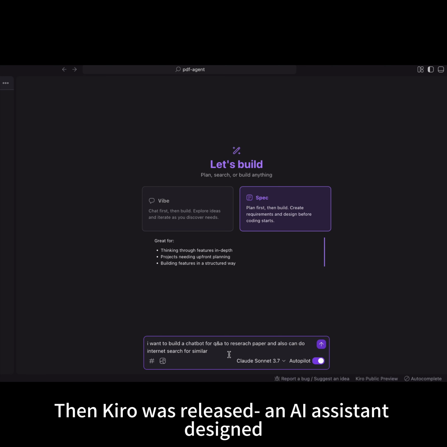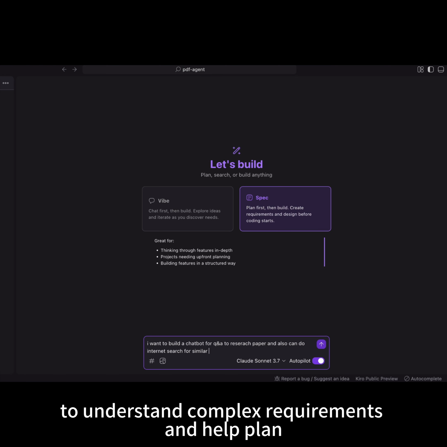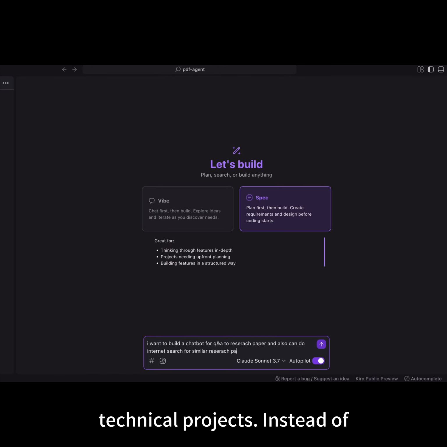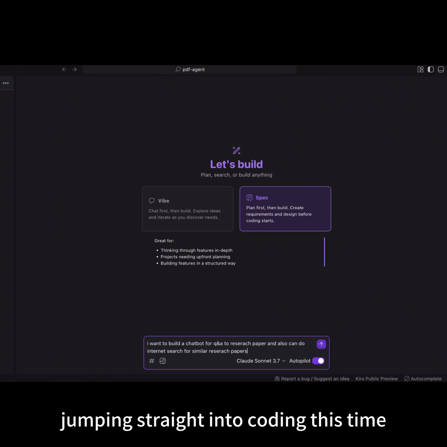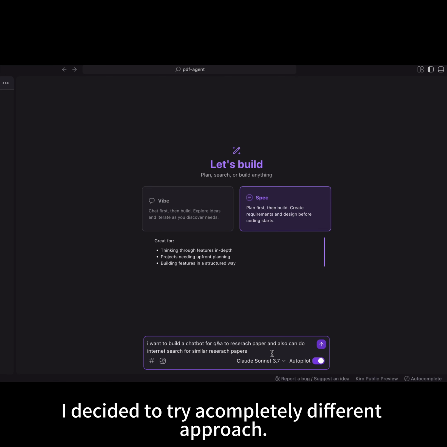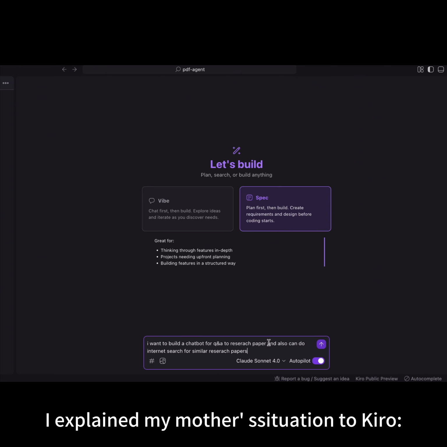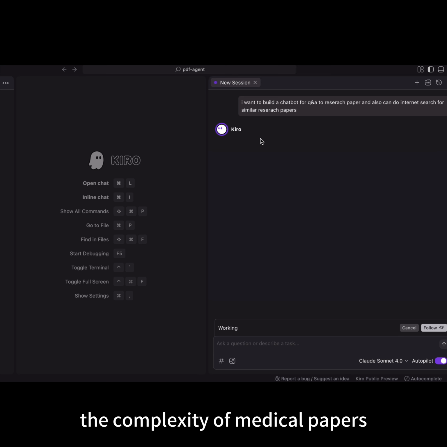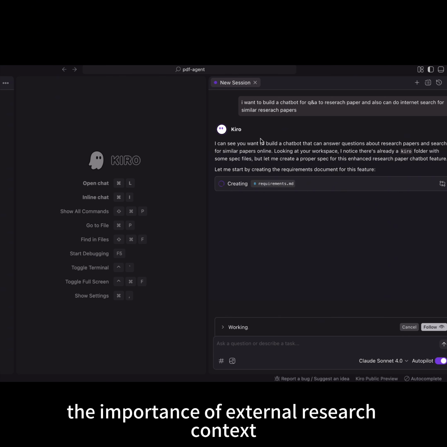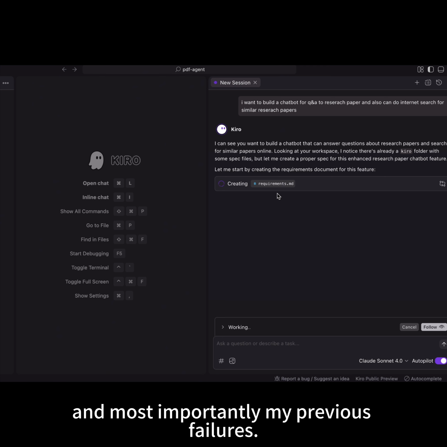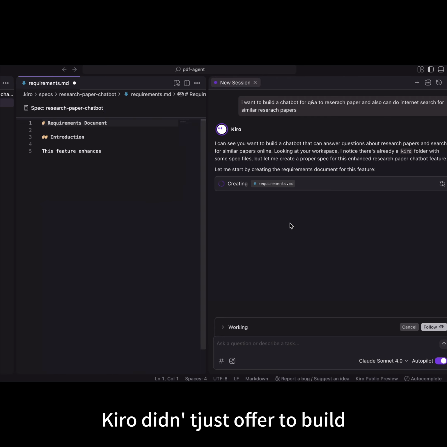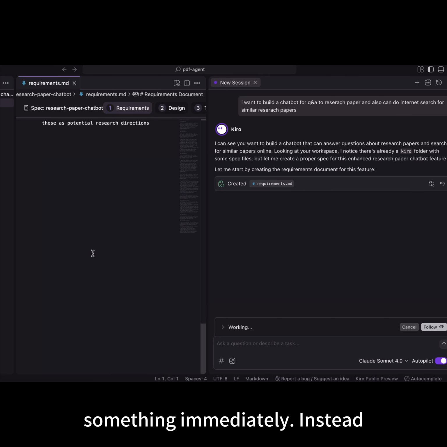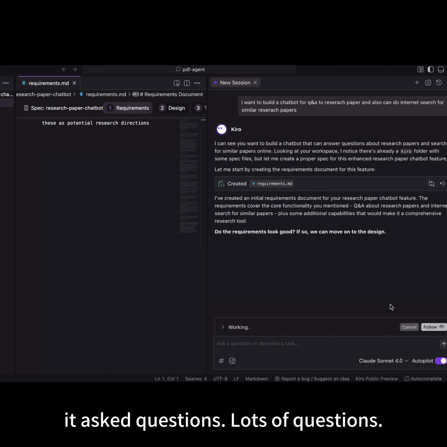Then Kiro was released, an AI assistant designed to understand complex requirements and help plan technical projects. Instead of jumping straight into coding this time, I decided to try a completely different approach. I explained my mother's situation to Kiro, the complexity of medical papers, the need for clear explanations, the importance of external research context, and most importantly, my previous failures. Kiro didn't just offer to build something immediately. Instead, it asked questions, lots of questions.